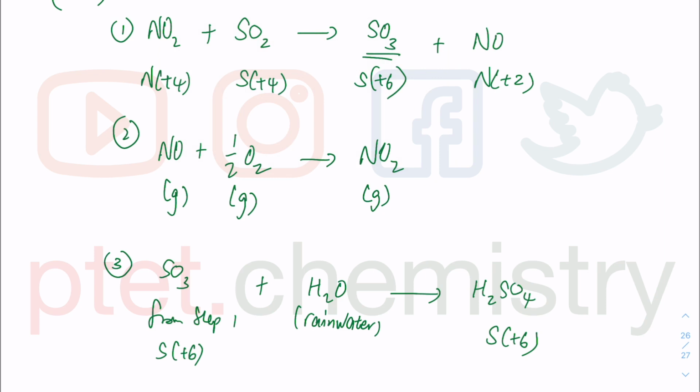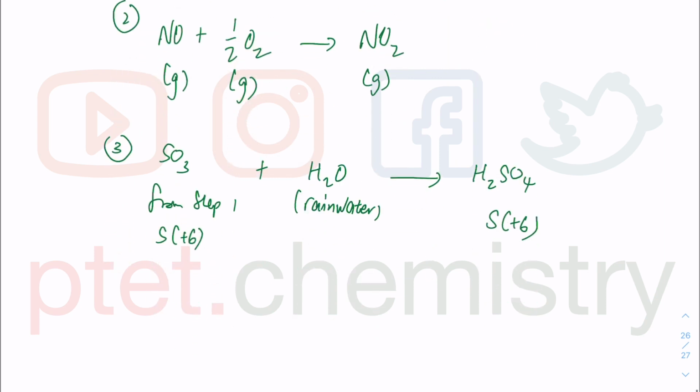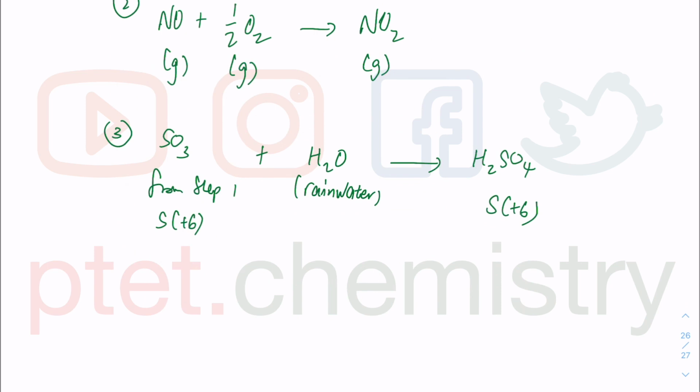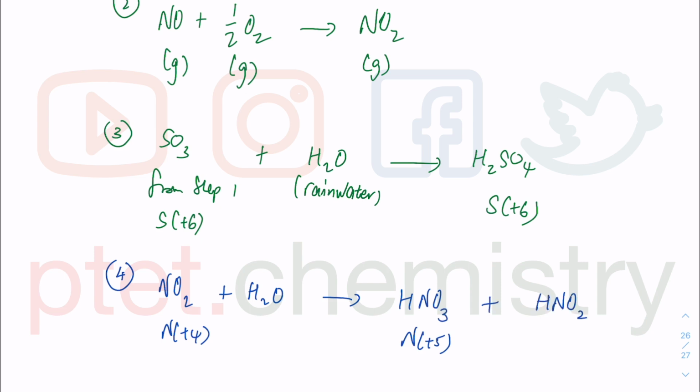get HNO3 as one of my acids, because when I dissolve NO2 in water, what do I get? This is a classic disproportionation reaction. This is nitrogen plus 4. I'll get nitrogen plus 5, which is HNO3. But I also get HNO2. This is nitrogen plus 3. And the hydrogen is plus 1, so it's plus 4. And this equation needs to be balanced with 2 NO2 like that.